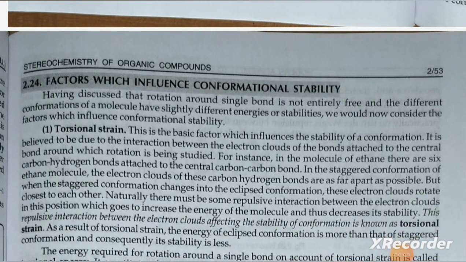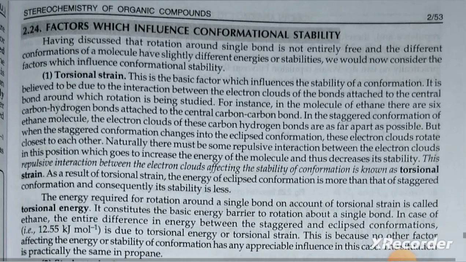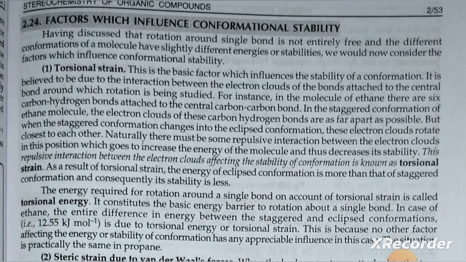Factors which influence conformational stability. Having discussed that rotation around a single bond is not entirely free and the different conformations of a molecule have slightly different energies or stabilities, we would now consider the factors which influence conformational stability. First is torsional strain. This is the basic factor which influences the stability of a conformation. It is believed to be due to the interaction between the electron clouds of the bonds attached to the central bond around which rotation is being studied.